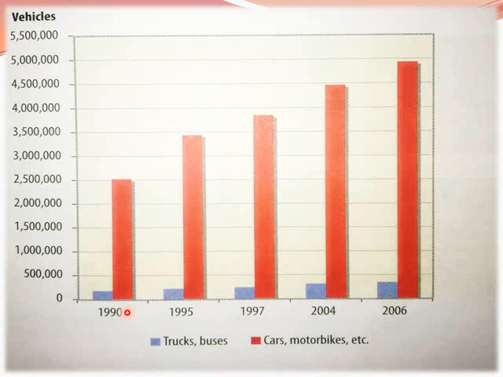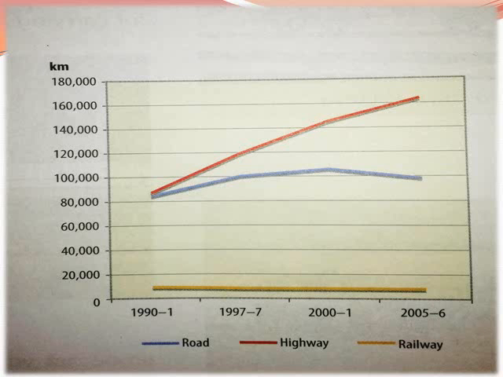This increase in the number of trucks is rather slow. So this blue bar shows trucks and buses and the red line shows cars and motorbikes. So the use of trucks and buses grew comparatively slowly compared to the use of cars and motorbikes here. Now move towards the next graph.